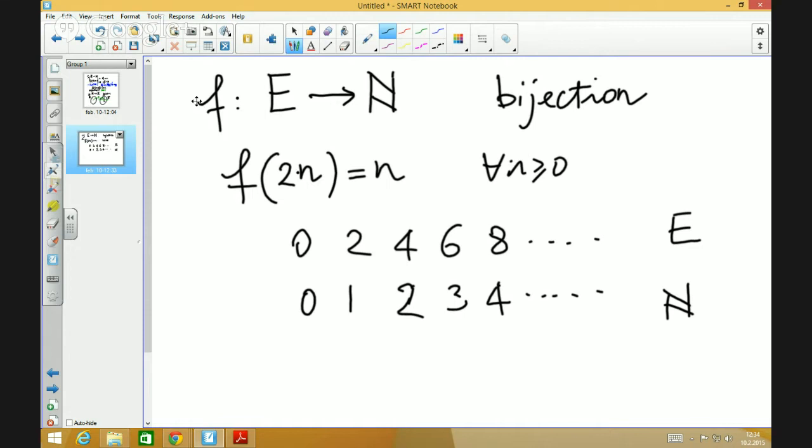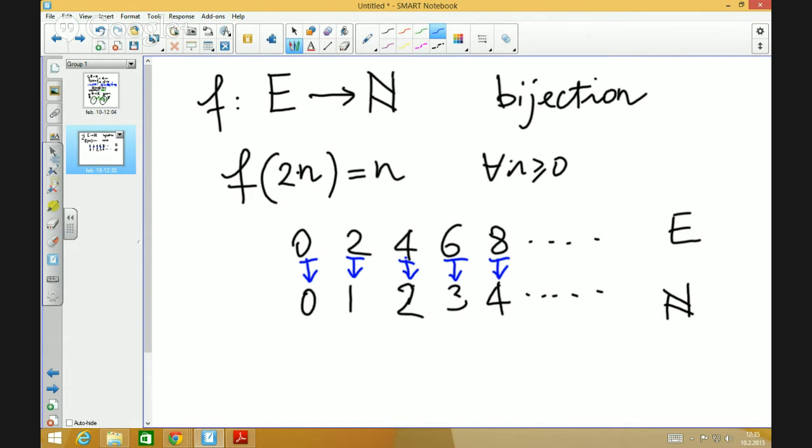And again, I will not write them all. What does f do? It maps 0 to 0, 2 to 1, 4 to 2, 6 to 3, 8 to 4. And when you picture it this way, it's clear that this is a bijection.